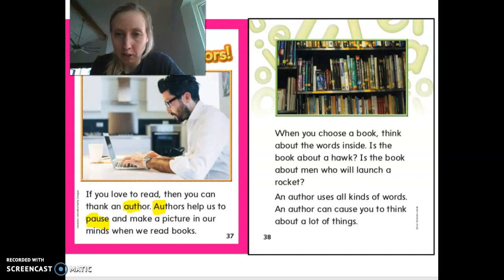When you choose a book, think about the words inside. Is the book about a hawk? Is the book about men who launch a rocket? An author uses all kinds of words. An author can cause you to think about a lot of things.